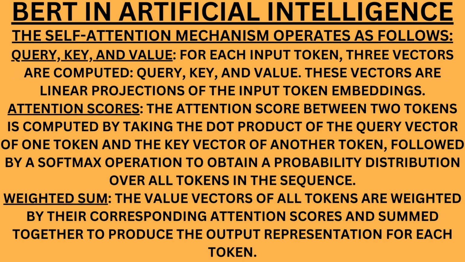The self-attention mechanism operates as follows: query, key, and value. For each input token, 3 vectors are computed: query, key, and value. These vectors are linear projections of the input token embeddings.